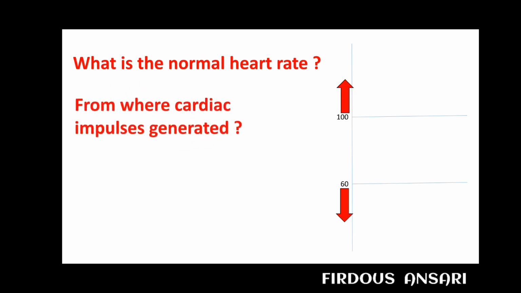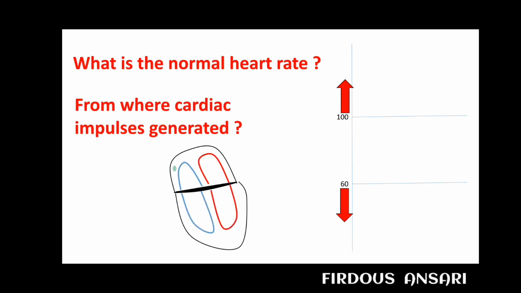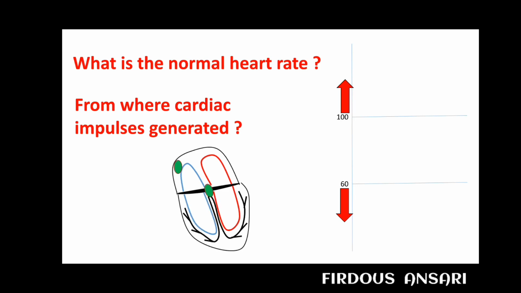Next, from where are cardiac impulses generated? Suppose this is your septum, the atria, right and left atrium. These are the ventricles, right and left ventricle, the SA node, AV node, bundle of His, Purkinje fibers and the bundle cells. It is from the SA node, which is the normal pacemaker with normal automaticity, that the impulses are generated and then sweep throughout the atrium. So it is from the SA node that the cardiac impulses are generated.